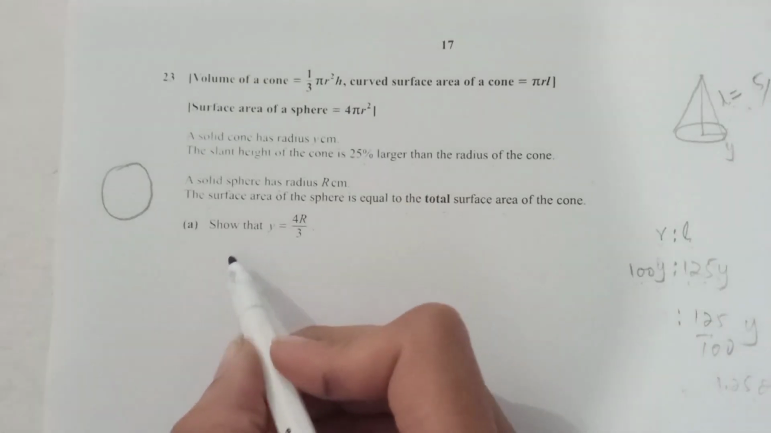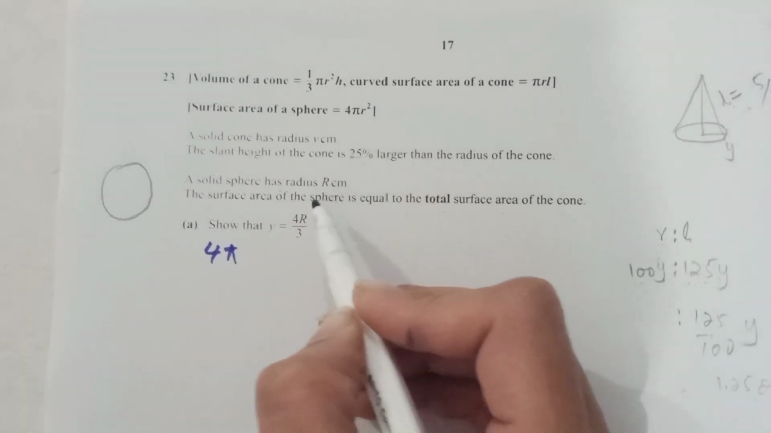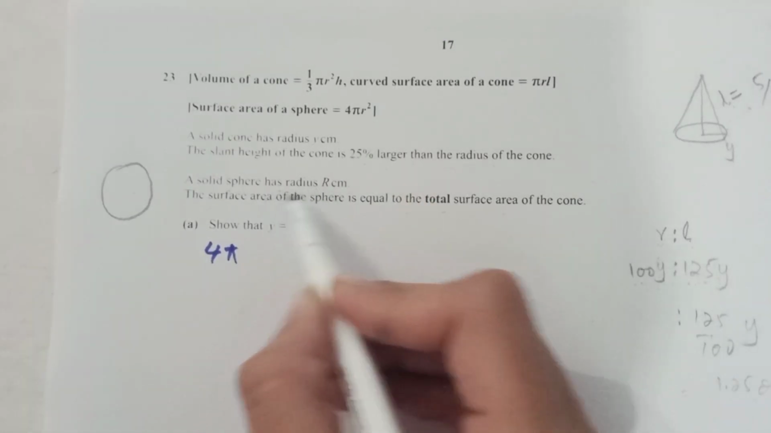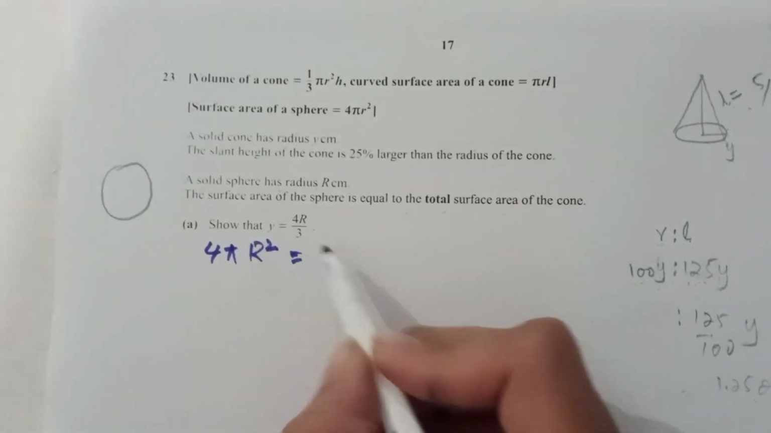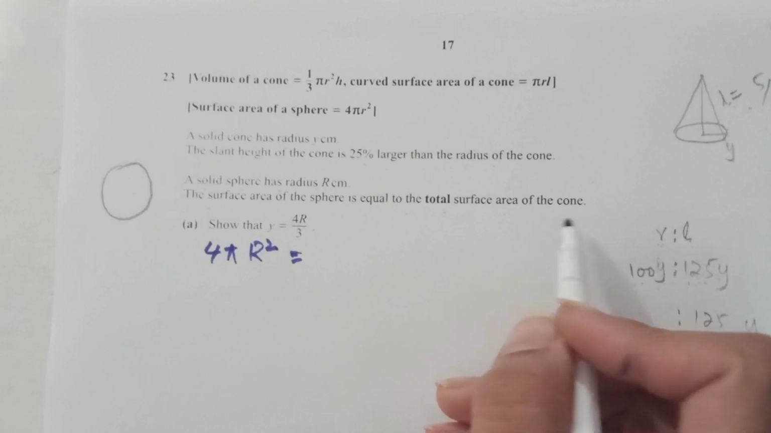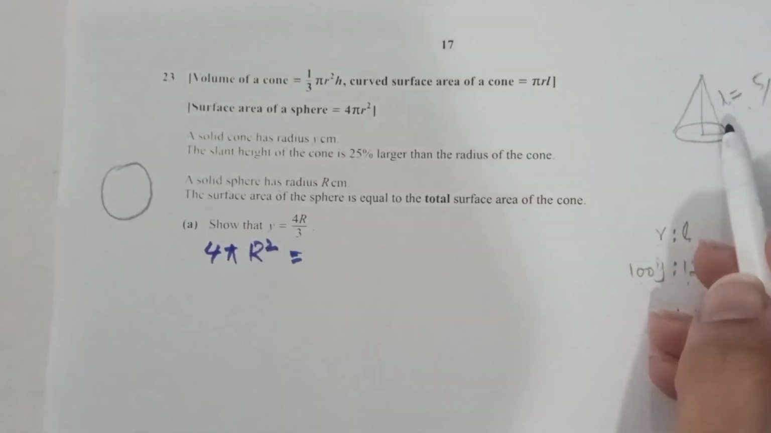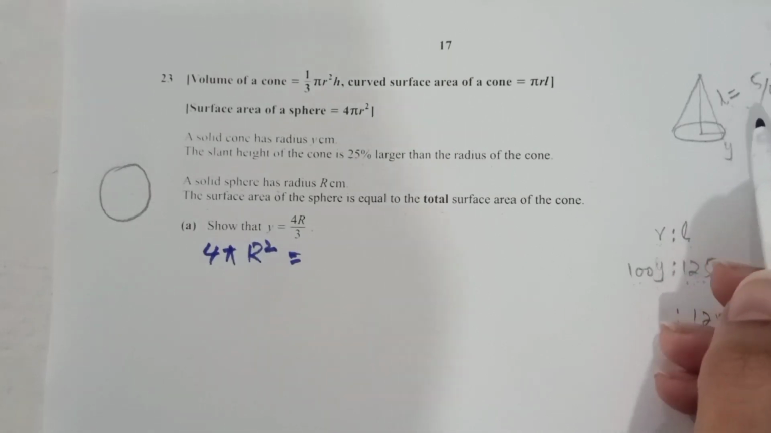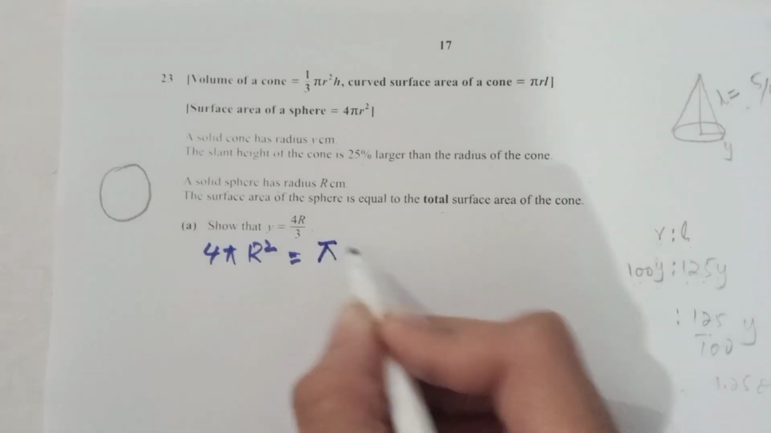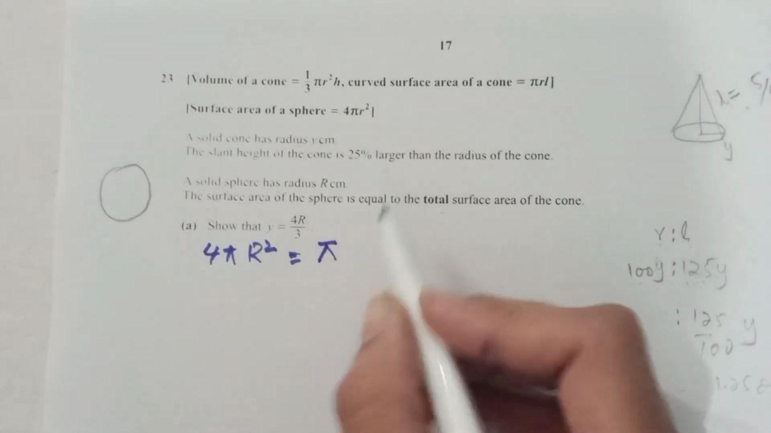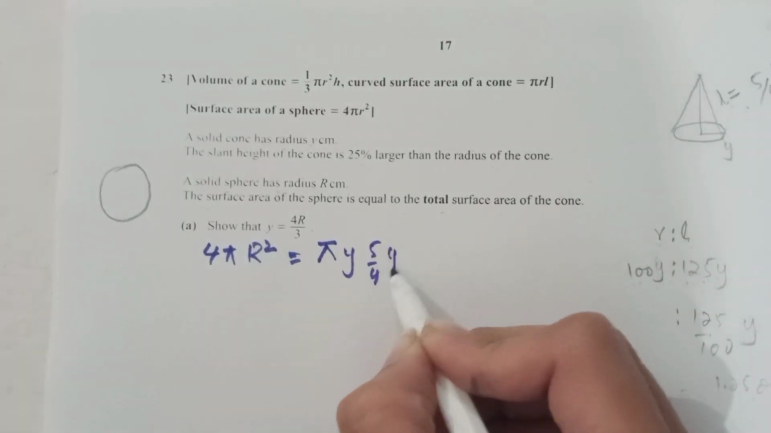The surface area formula of a sphere is given to us, which is 4 pi r square, and the radius of our solid sphere is also given to us, and that is capital R. Now we have to find the total surface area of the cone, which is equal to the curved surface area, which is pi r l, where r is equal to y, and l is 5 by 4 y.